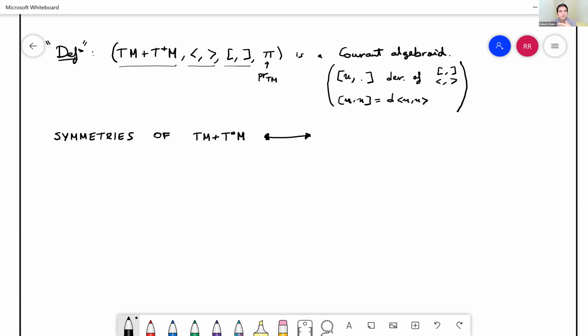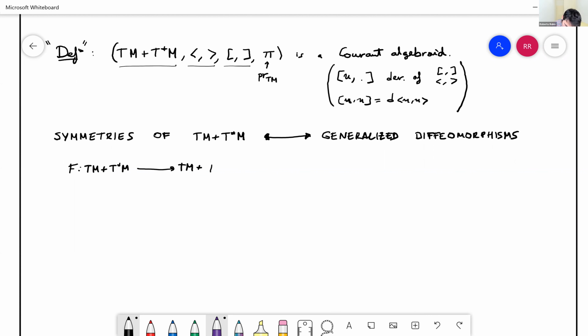Now they won't be just diffeomorphisms of my manifold. They are going to be called these generalized diffeomorphisms. These generalized diffeomorphisms are going to be the symmetries of Tm plus T star m. So they are just maps of Tm plus T star m on Tm plus T star m, and they're going to be, of course, smooth.